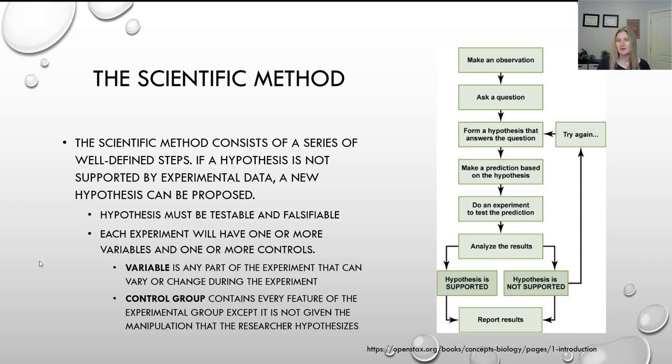The first step is making an observation. We're humans, we're curious, we want to learn more about the area that we're in. For example, I might make the observation that some plants are growing better than others, and so I might ask a question: if I put fertilizer on my plants, they'll grow better. Perhaps, maybe, I don't know.